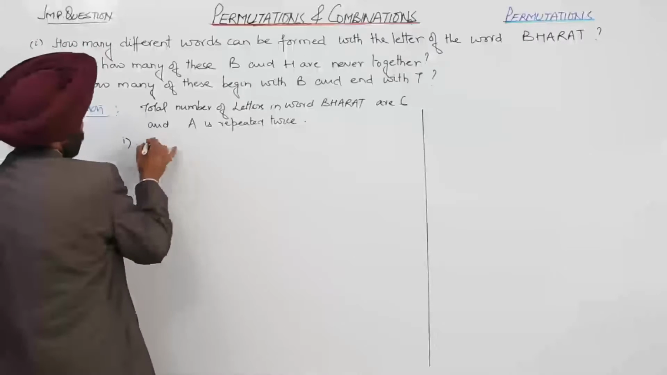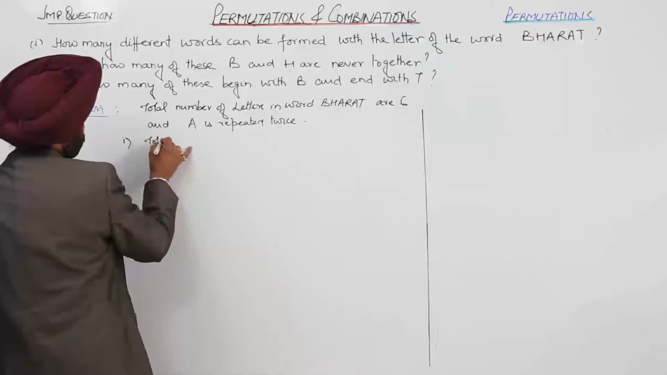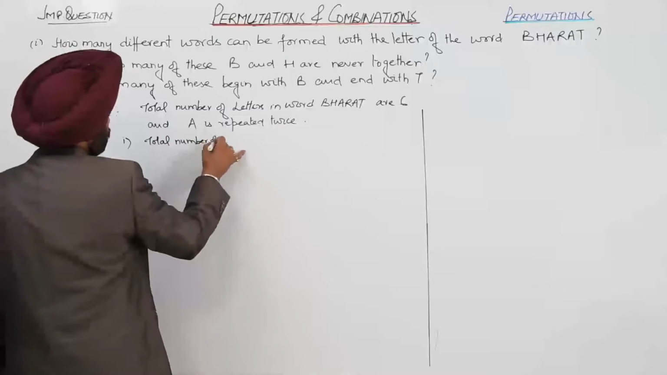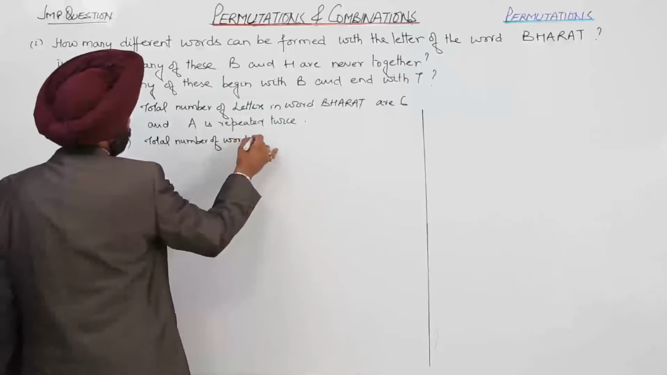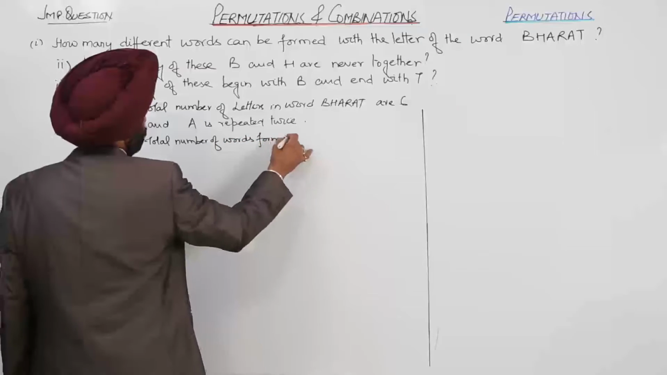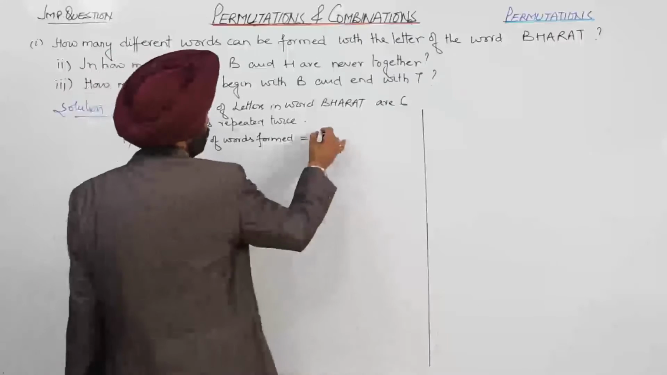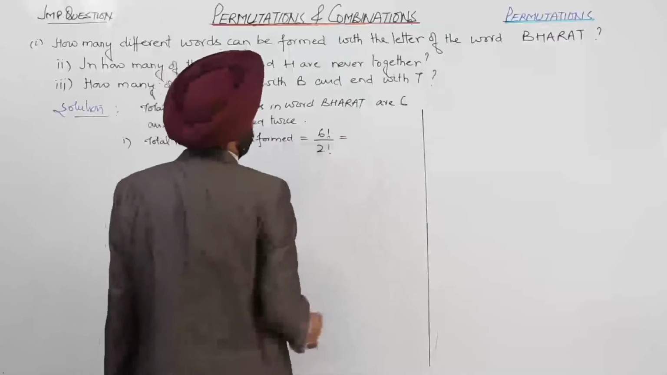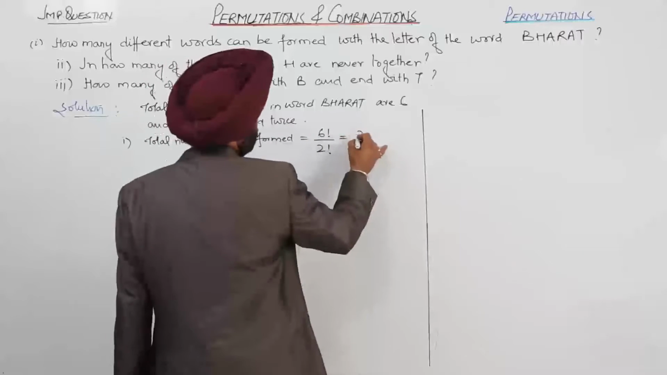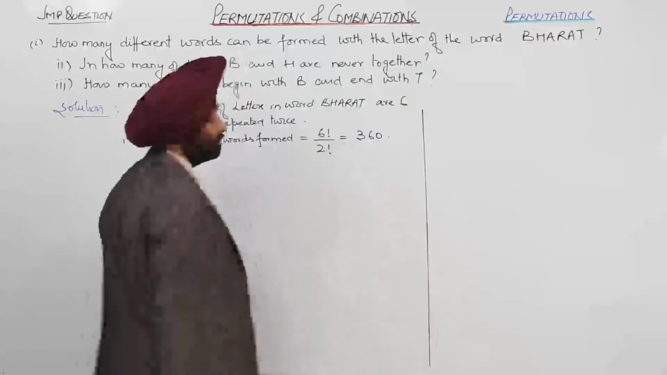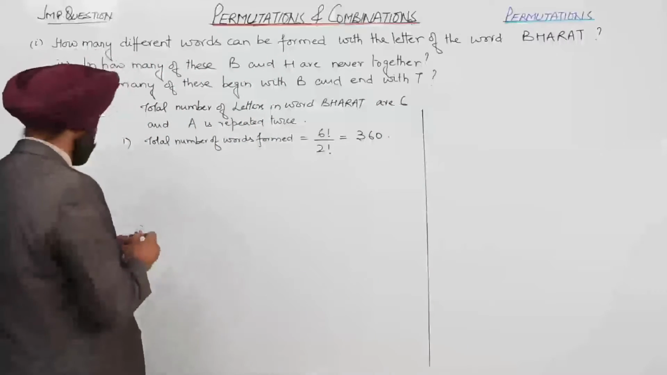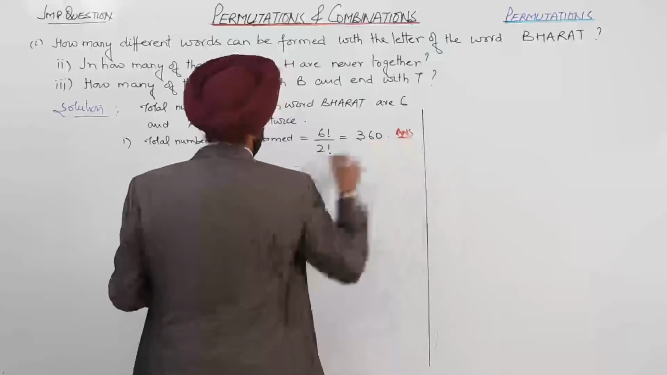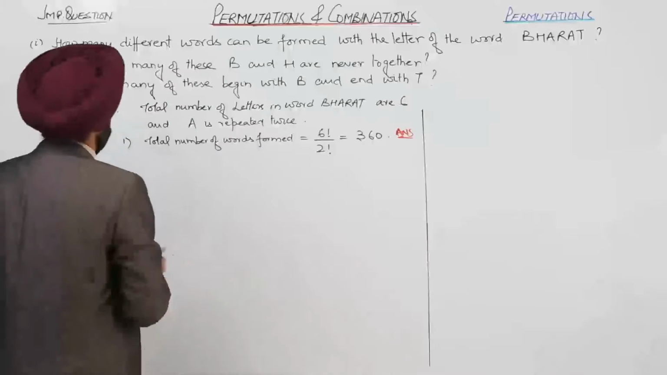Now the total number of words formed is equal to 6 factorial upon 2 factorial. On solving we will be getting this as 360. Okay. Number 1, this is the answer. Number 2.